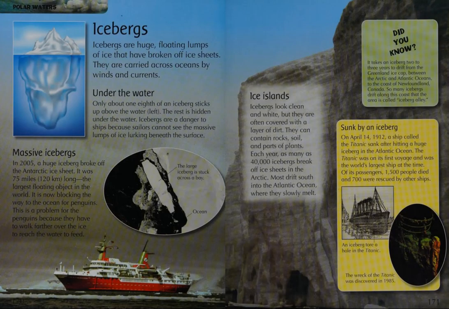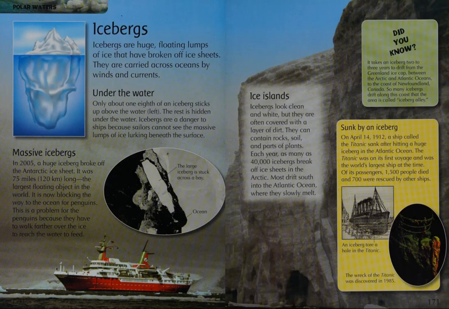Icebergs. Icebergs are huge, floating lumps of ice that have broken off ice sheets. They are carried across oceans by winds and currents. Under the water. Only about 1/8 of an iceberg sticks up above the water. The rest is hidden under the water. Icebergs are a danger to ships because sailors cannot see the massive lumps of ice lurking beneath the surface.